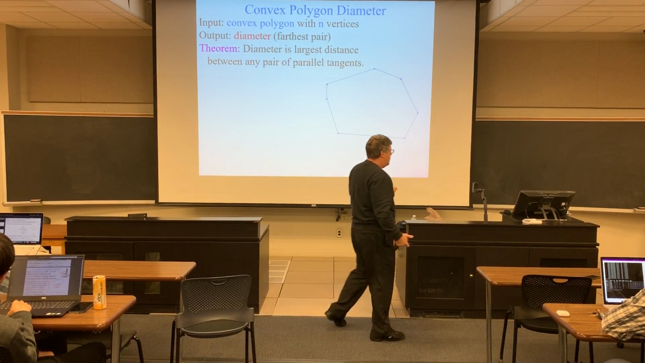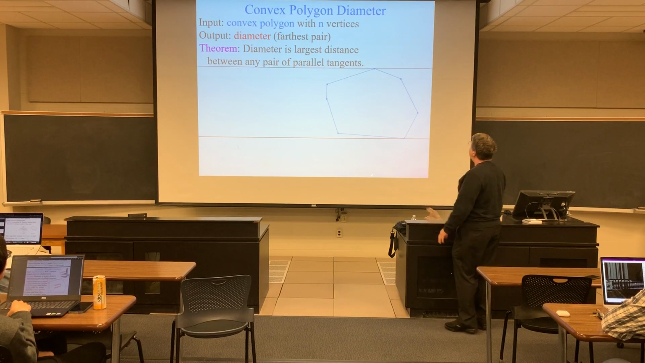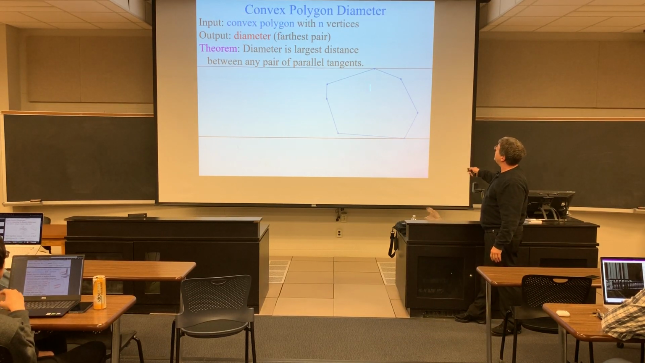And intuitively, it's pretty straightforward. So here's an example of a diameter. It's not the largest diameter, but the diameter is the largest distance between any such two tangents in red. Okay.